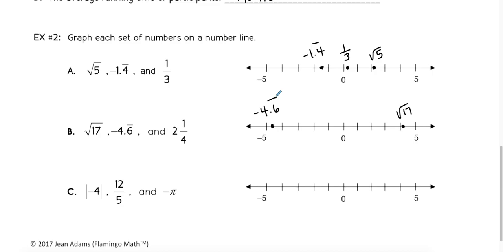And then 2 and 1/4, so I go to 2 and then a 4th past 2, and that's 2 and 1/4. All right, last one, absolute value. We want to graph the absolute value of negative 4, so that's going to be 4. Okay, 12/5. 5 goes into 12 twice with a remainder of 2/5, so this is 2 and 2/5. So 2 and 2/5 would be somewhere right there.